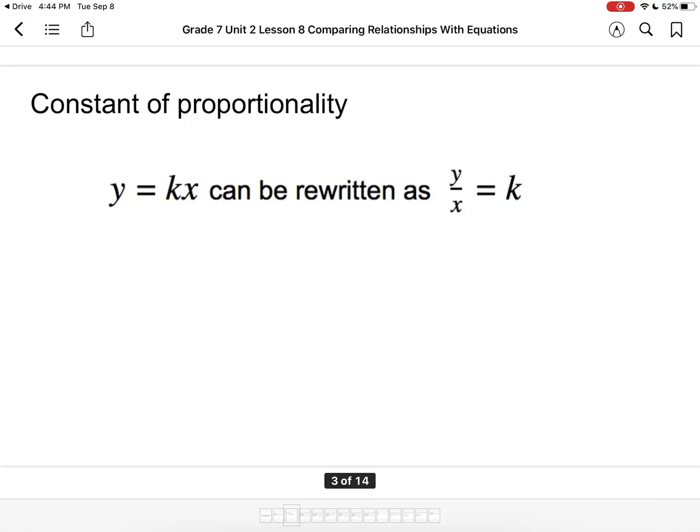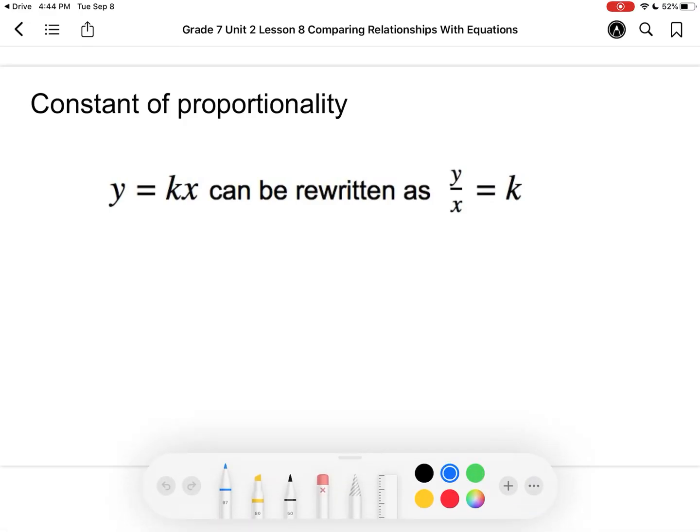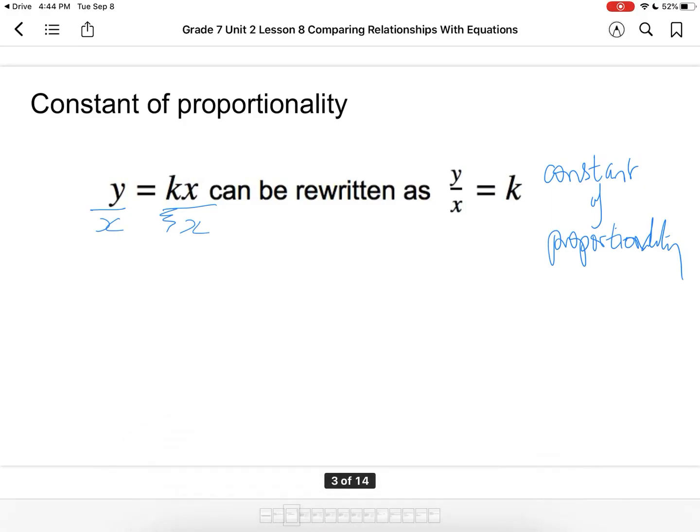So to recall, the constant of proportionality is represented by k here, and you can isolate k by dividing both sides by x. And we'll get y over x equals k, and that's our constant of proportionality. And we will use this during today's lesson.